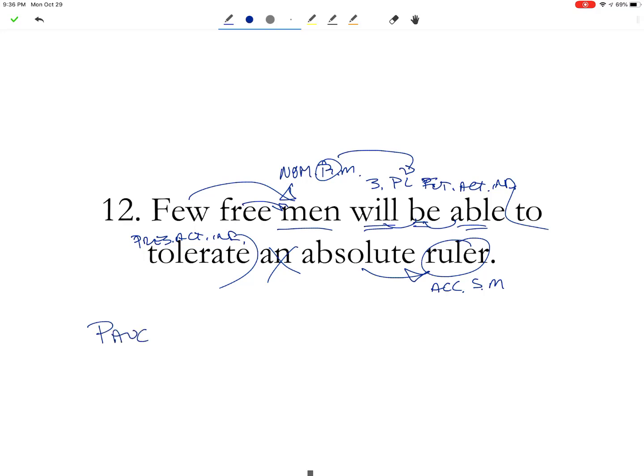So, pauci, few, men, what kind of men? Free, liberi, because it's liberty, a ruler, an absolute ruler. You know what? This is all one word. Absolute ruler is tyrannum. A ruler, tolerare, to tolerate.